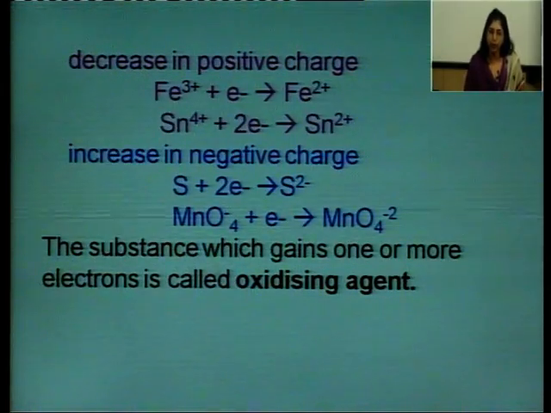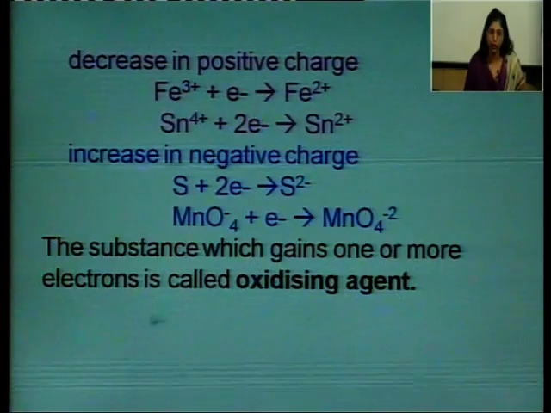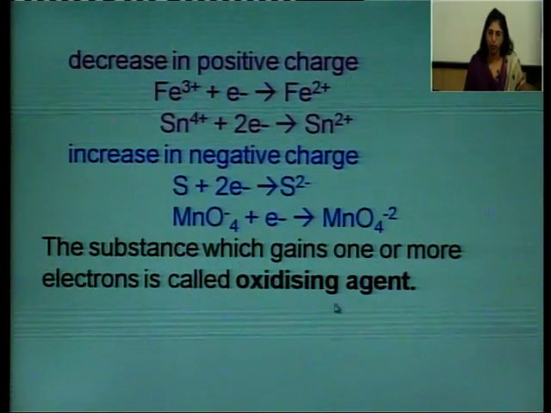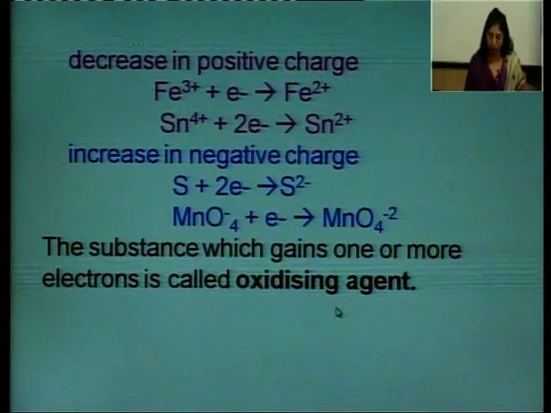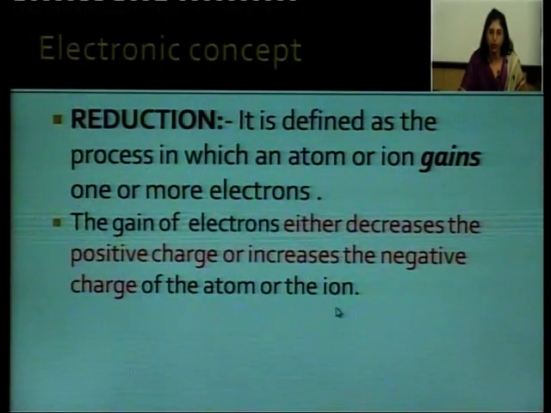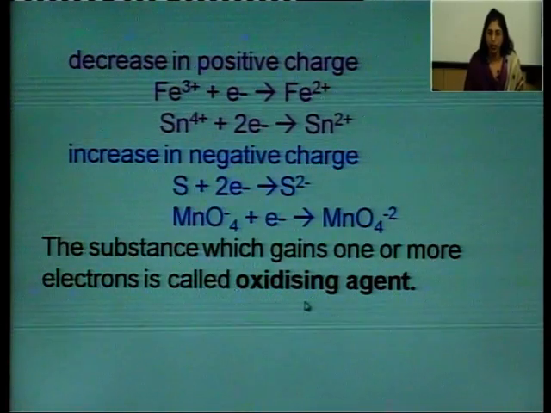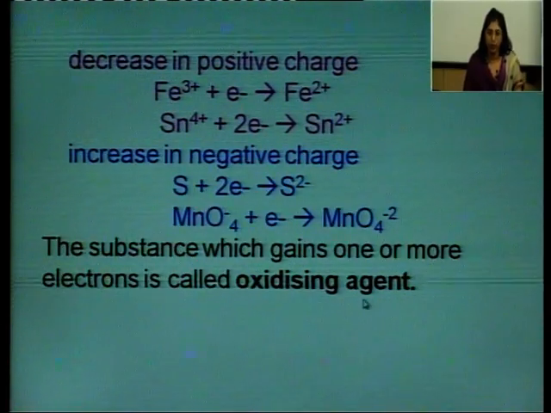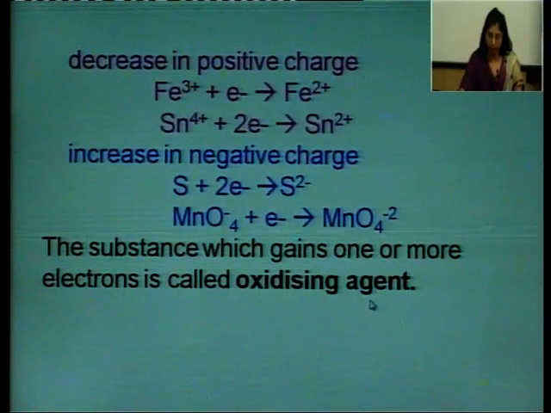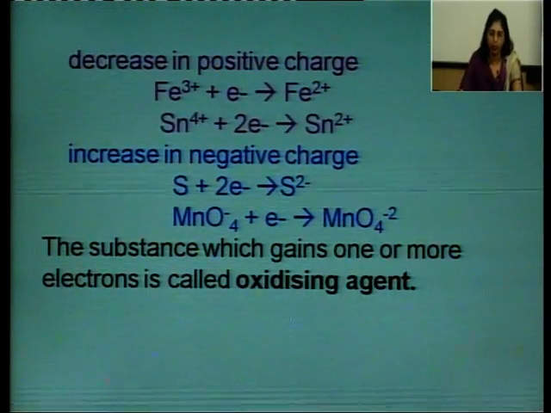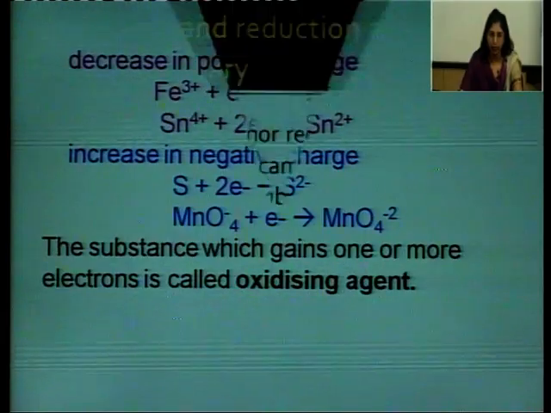And the substance which gains 1 or more electrons is called oxidizing agent. That means, the process going on is reduction and the corresponding agent which is gaining electrons is called oxidizing agent. So, this is all about electronic concept.